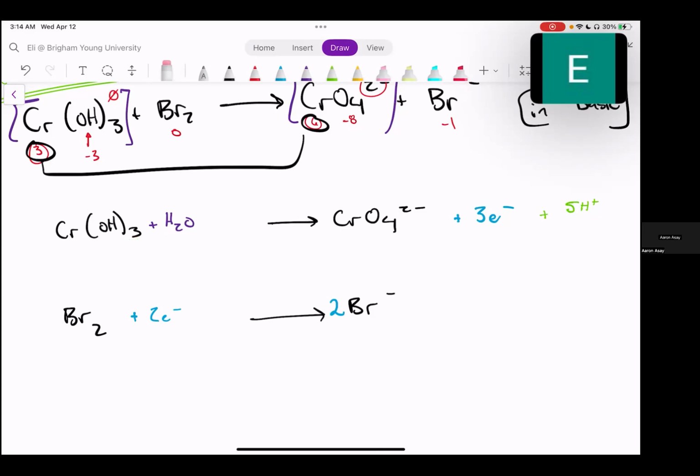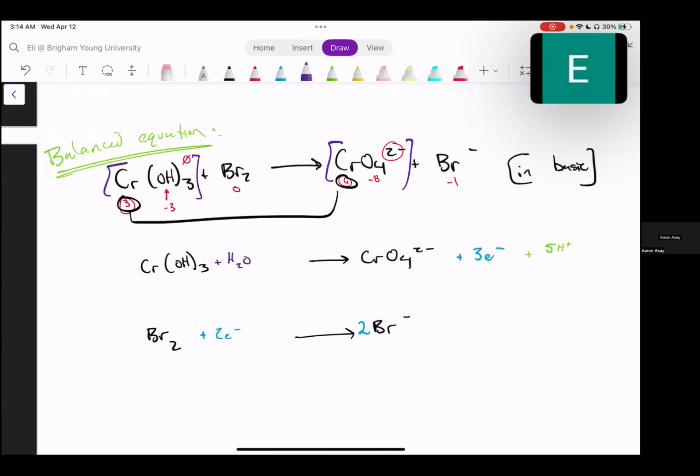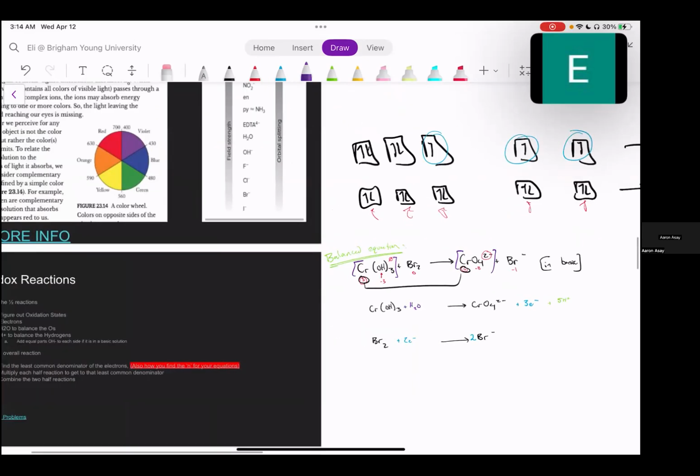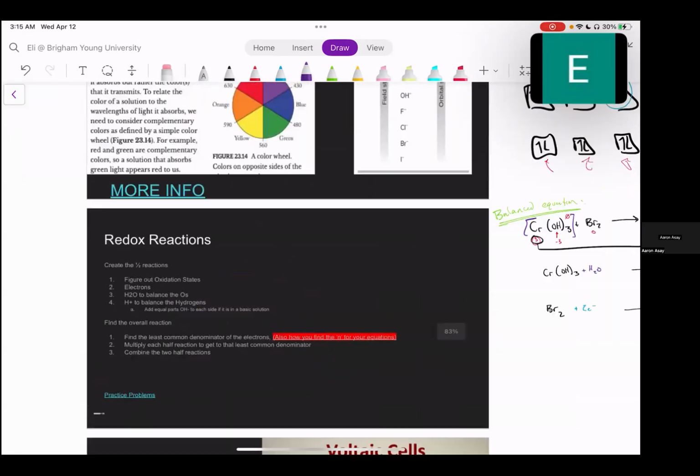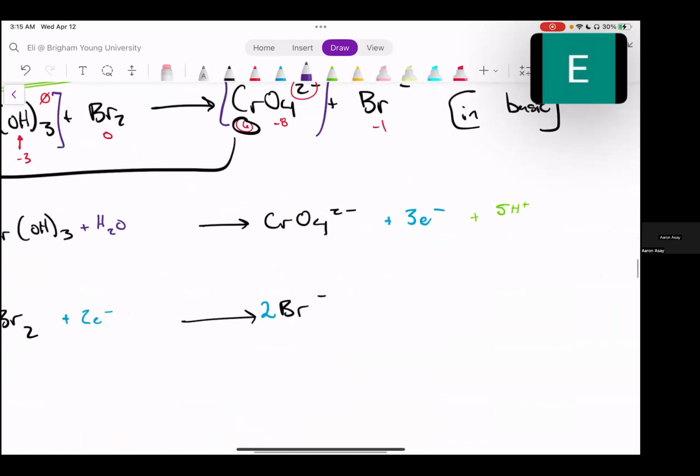All right. So my question for you guys, are we done? Are we done with our half reactions? Did we finish all of our half reactions? We haven't. This is a basic solution. So how do we change this into a basic solution? What we're going to do is add 5 hydroxides to each side, essentially changing this into a basic solution. So we're going to add it to the left and to the right.